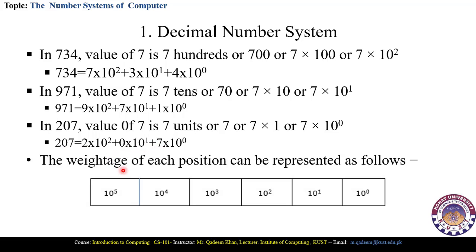Now the weightage of each positional number can be represented as follows. That means that, for example, the positions can be represented with 10 raised to the power 5, 10 to the power 4, 10 to the power 3, 10 to the power 2, 10 to the power 1, and 10 to the power 0. So these are some example tables for representing the decimal numbers here.